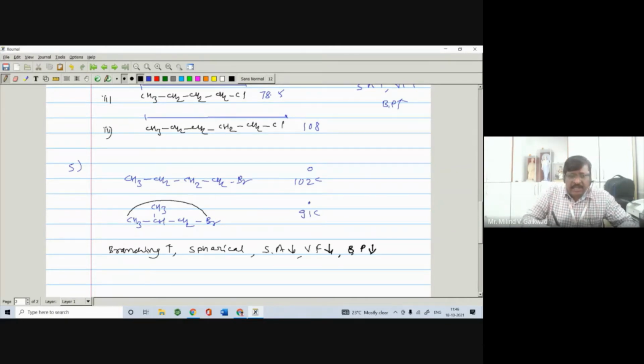So in the branched compound, there is branching. If you see, the molecule tends to become spherical, right? That's why the surface area, as compared to the previous one, decreases. That's why the boiling point of this compound also decreases.